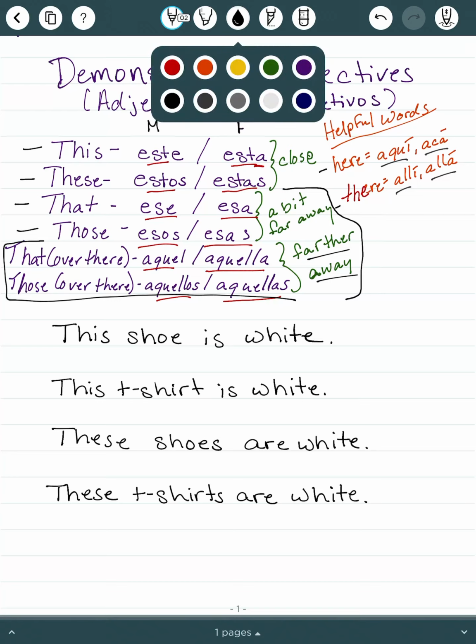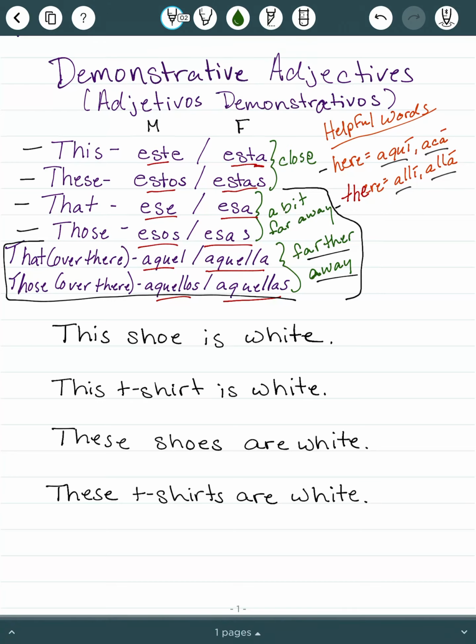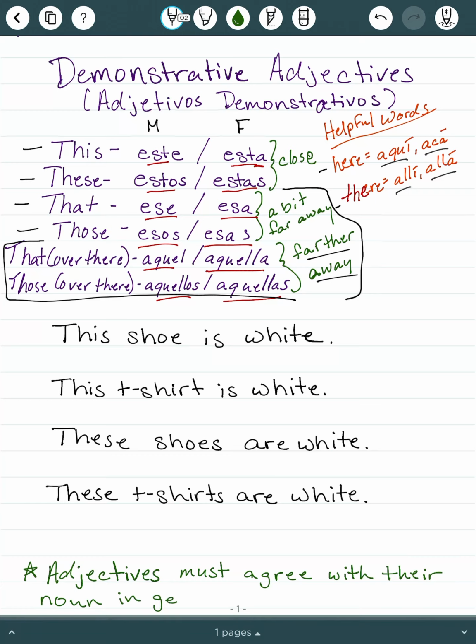So before we move on any farther, let's add a note here. Adjectives must agree with their noun in gender and number. It's a note you've written down several times for my class, and it's a huge thing that keeps you from sounding like a toddler. So it's pretty important. When we say gender, you know we're talking about masculine or feminine. And when we say number, we're talking about singular or plural.